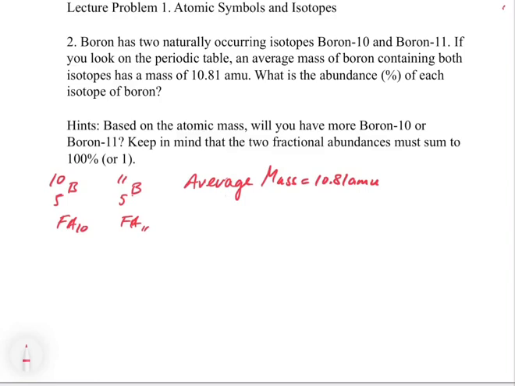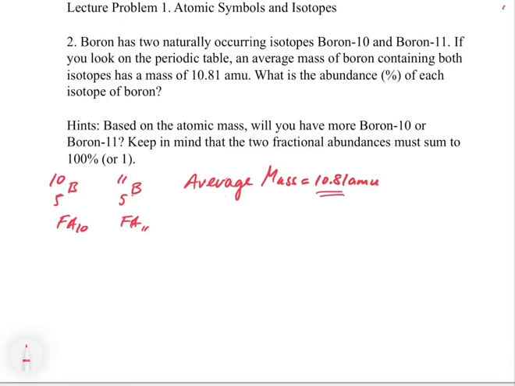Just looking at that average mass, we can see that if it were 100% boron 10, the mass would be 10. If it were 100% boron 11, the mass would be 11. So in this case, we're somewhere in the middle. We're much closer to 11, because we're past 10.5, than we are to 10. So this sample is going to have more boron 11 in it than boron 10.